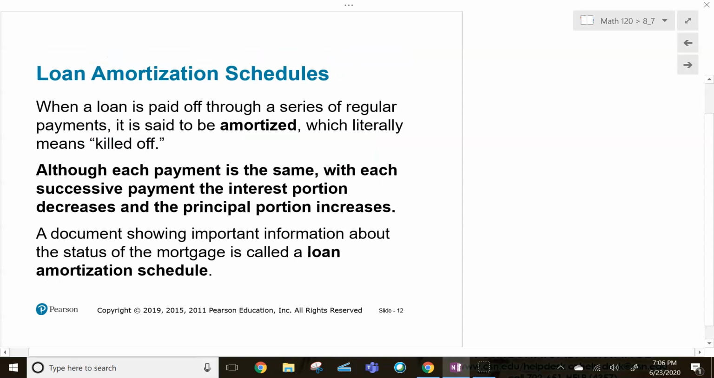All right, loan amortization schedules. So when a loan's paid off, as it says here, through a series of regular payments, it's said to be amortized, which means killed off. The loan is killed off. So although each payment is the same, every time we make a payment, the interest portion decreases and the principal portion increases. I'll show you that here with an amortization schedule in just a second.